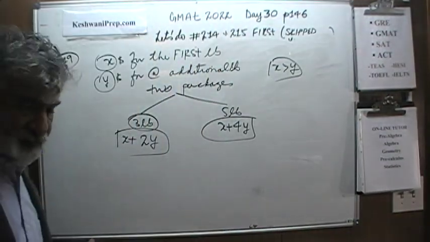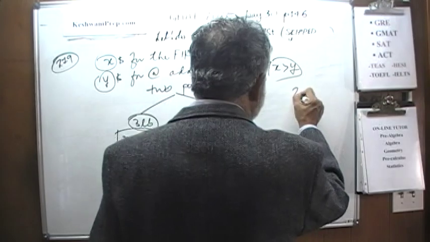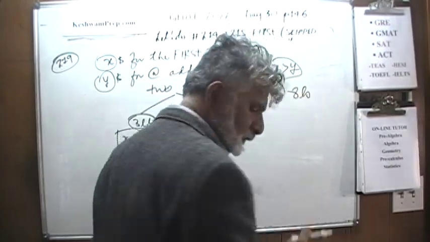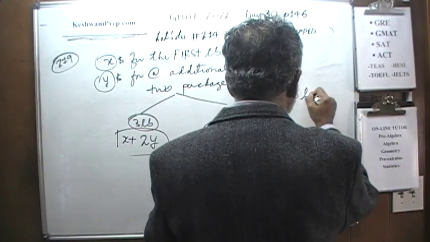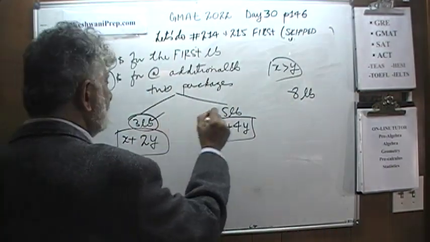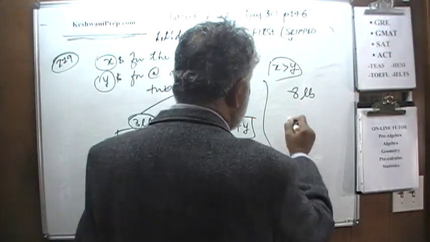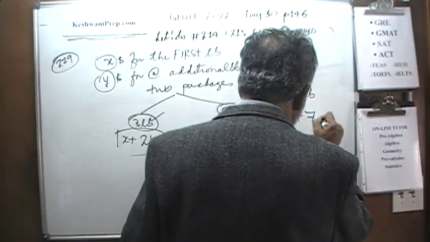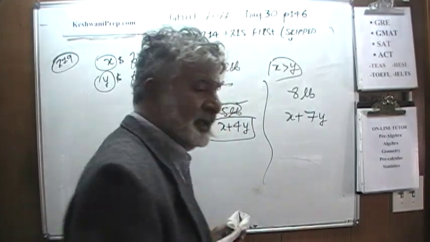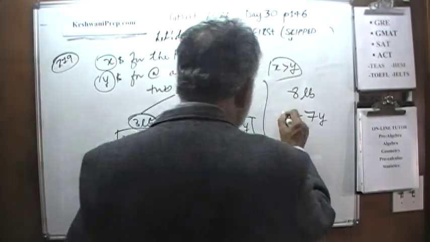If we ship them together, we are looking at 8 pounds, because we have 3 pounds here and 5 pounds here. So for 8 pounds we will pay X dollars for the first pound, and Y dollars for the remaining 7 pounds, and this is what we'll end up paying together.